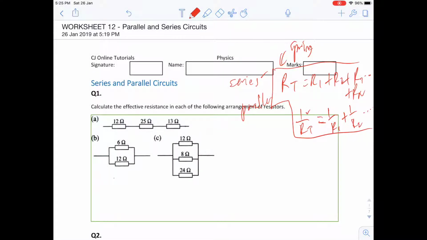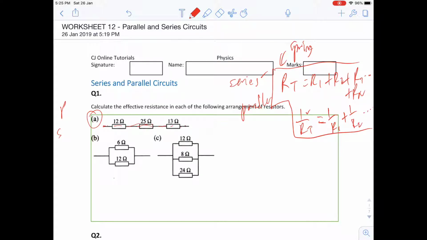So let's take a look at our first question. Let's take a look at this question here, A. The question says to determine the effective resistance, that means the total resistance. First of all, we need to determine whether this is a parallel circuit or a series circuit. Remember in class I told you, if you can't see, just trace your finger from the starting point, and follow along. The current is flowing through all the resistors.